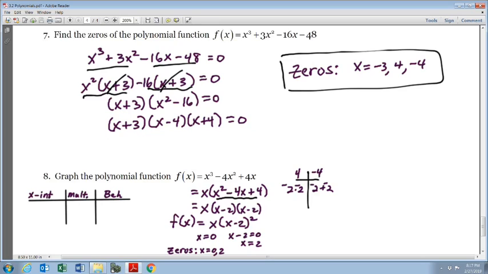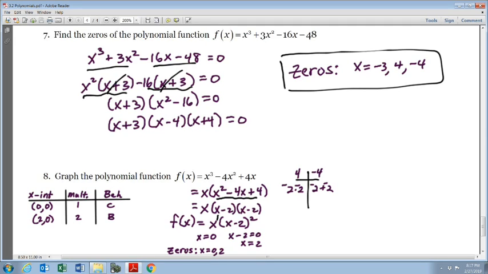So let's fill in our table. We need to put in our first intercept 0, 0. Notice the exponent there is 1, so the multiplicity is 1. And so at 0, 0 on the graph, we're going to cross. And then our other x-intercept is 2, 0. Multiplicity is 2 here. And so here we're going to bounce.